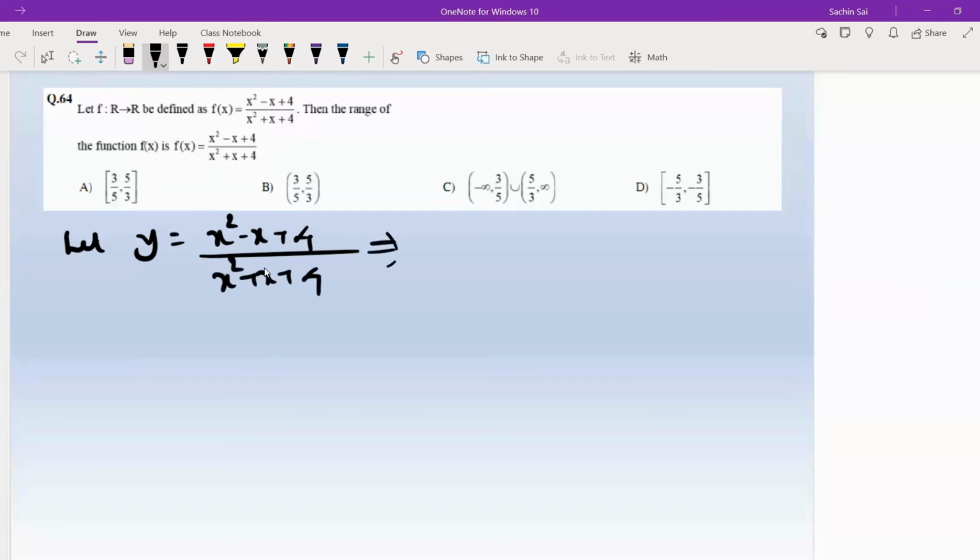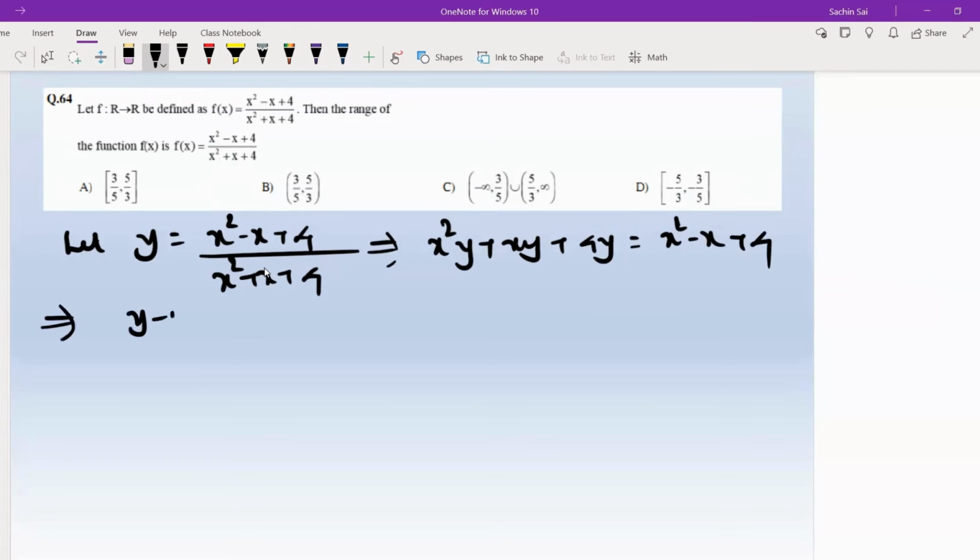Now if I cross multiply, I get x square y plus xy plus 4y equals x square minus x plus 4. And if you rearrange the terms, you have y minus 1 times x square plus y plus 1 times x plus 4y minus 4 equal to 0.